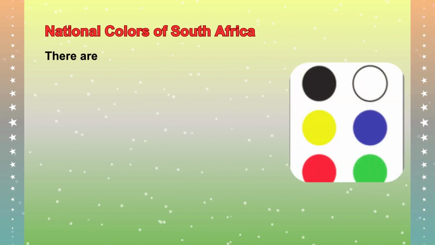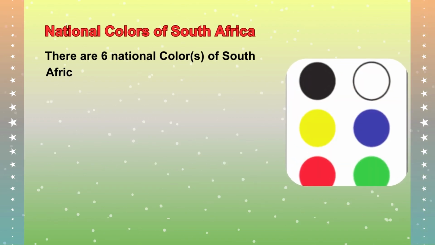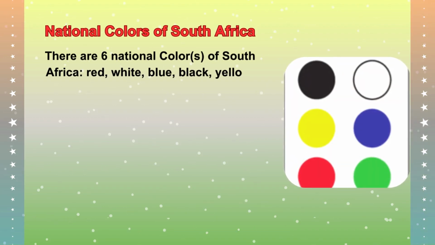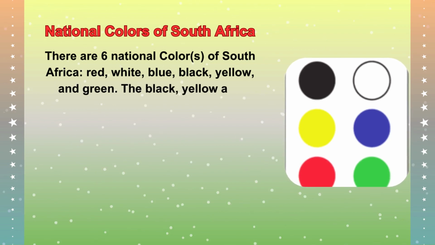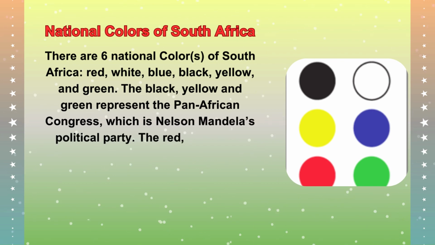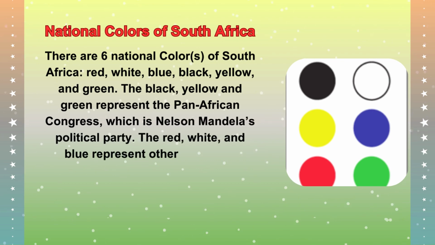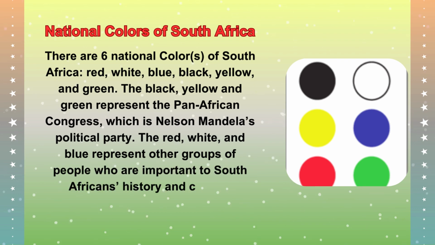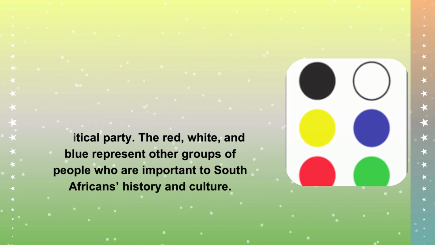There are 6 national colors of South Africa: red, white, blue, black, yellow, and green. The black, yellow, and green represent the Pan-African Congress, which is Nelson Mandela's political party. The red, white, and blue represent other groups of people who are important to South Africans' history and culture.